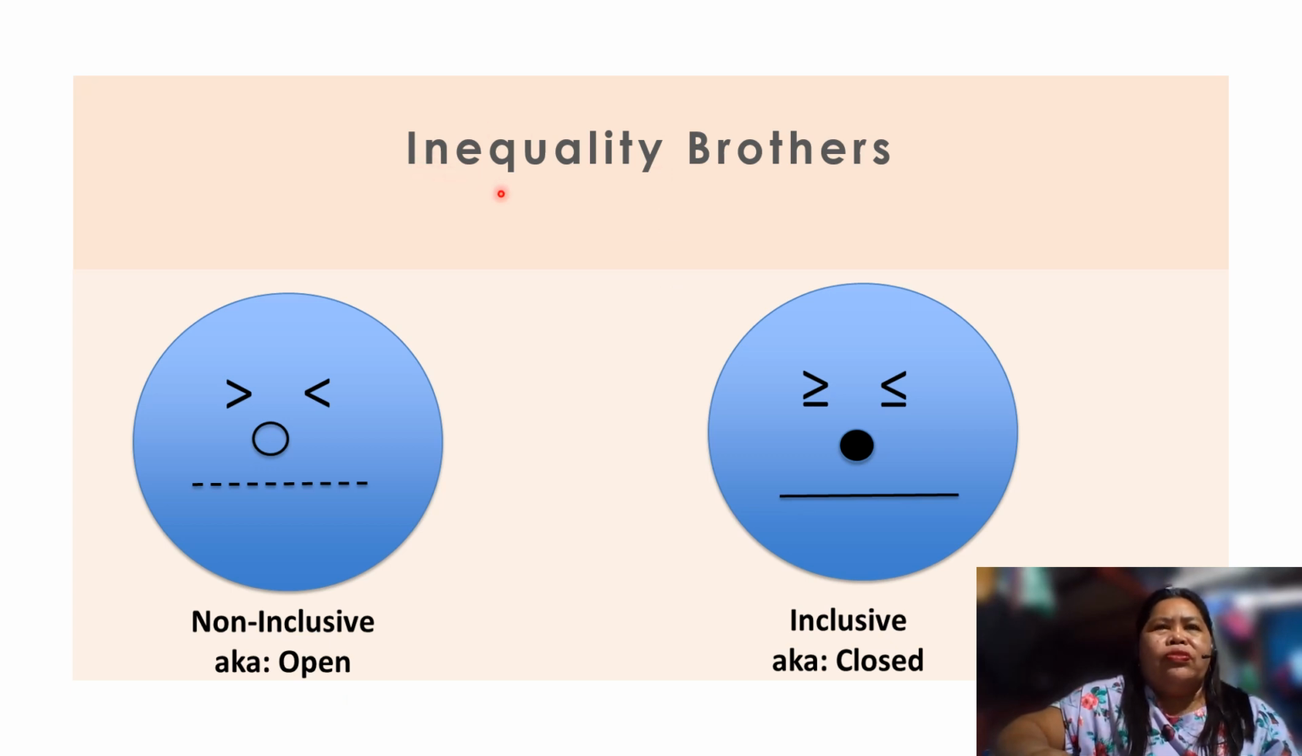Okay, so we have inequality symbols. Here is the symbol for greater than. The other one, on the left, represents less than. This is open, so since it's not closed, it means it's non-inclusive, also known as open. While here we have greater than or equal to, less than or equal to, and this one is inclusive, also known as closed.